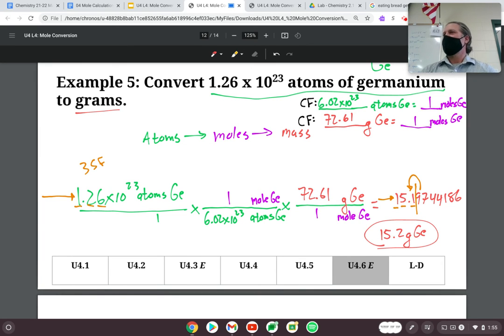All right. Questions about this so far? It's basically just like we did yesterday, except we added another step.